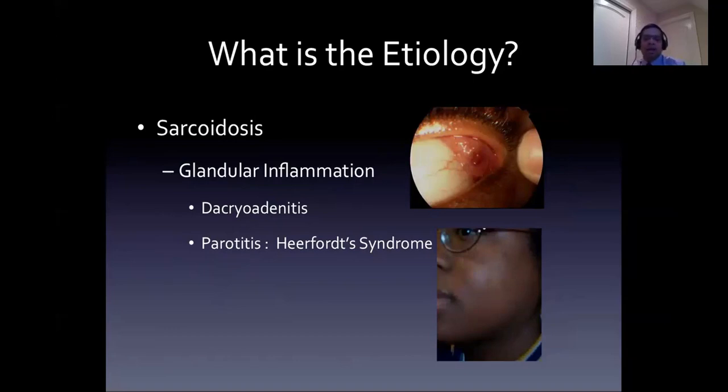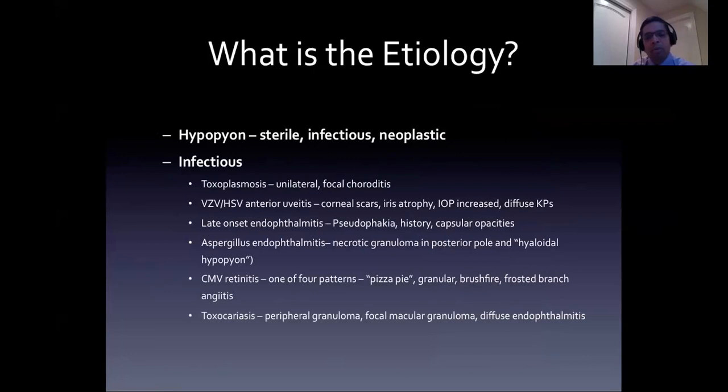Look at the lacrimal gland for inflammation and enlargement, as in this patient with dacryoadenitis from sarcoid, or parotitis. This patient has Heerfordt syndrome with an enlarged parotid gland. You can see the dramatic appearance of the patient's enlarged woody parotid gland and the active inflammation, as she had panuveitis in both eyes as well at the same time.